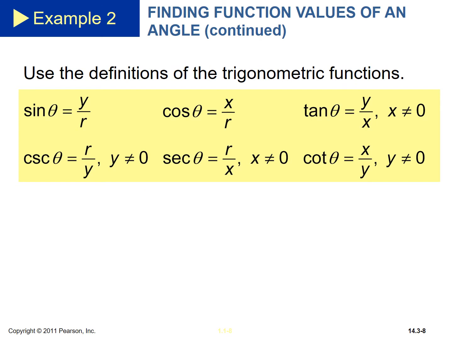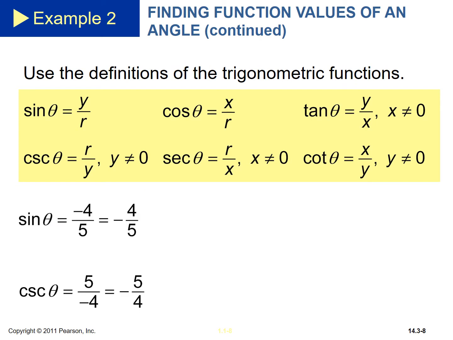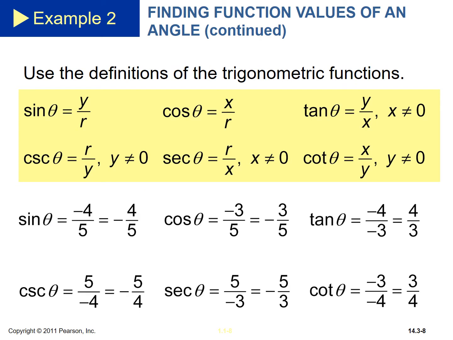So we're going to use the definitions now to find that. So these would be -4/5 would be the sine of theta. -3/5 would be the cosine of theta. The tangent of theta would be -4/3 or 4/3. Cosecant would be -5/4. The secant would be -5/3. And the cotangent would be -3/4.